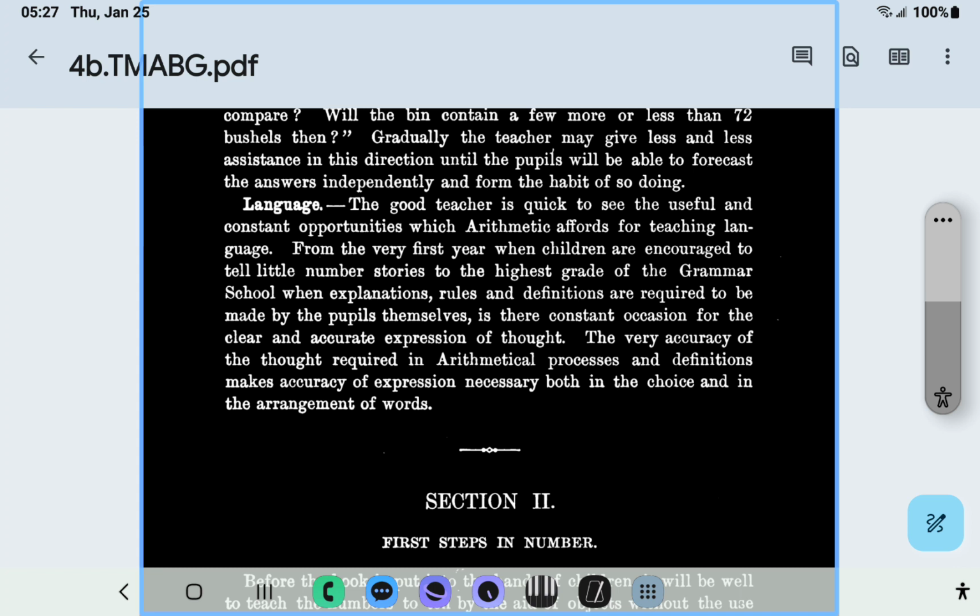Language. The good teacher is quick to see the useful and constant opportunities which arithmetic affords for teaching language. From the very first year, when children are encouraged to tell little number stories, to the highest grade of the grammar school, when explanations, rules and definitions are required to be made by the pupils themselves, there is constant occasion for the clear and accurate expression of thought. The very accuracy of the thought required in arithmetical processes and definitions makes accuracy of expression necessary both in the choice and in the arrangement of words.